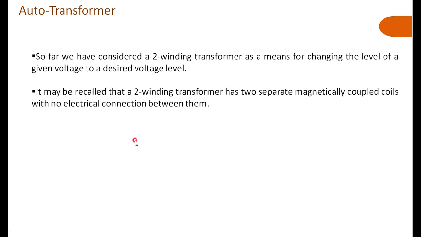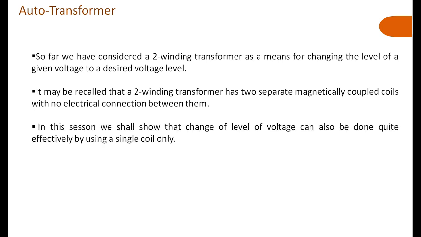It may be recalled that a two winding transformer has two separate magnetically coupled coils. These are wound on a common magnetic core with no electrical connection between them. As such, there is no electrical connection between the primary and the secondary winding. The transfer of the electrical energy is purely on electromagnetic induction.